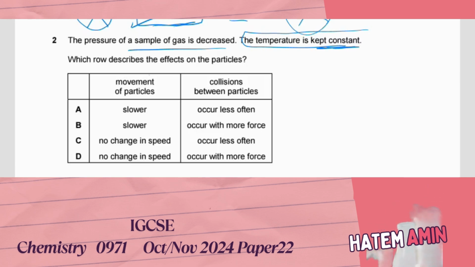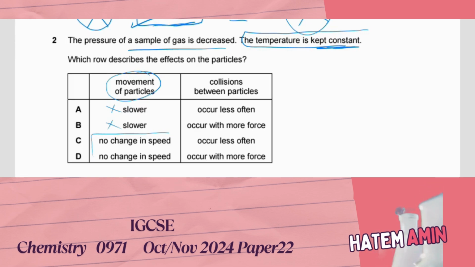So if you are talking about the movement of particles, we should exclude the two slower options. Why? Because there is no change in temperature, so there is no effect on kinetic energy. So which one should it be? No change in speed, no change in speed. Both of them are correct here for the movement of particles.